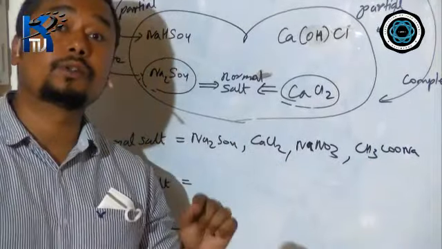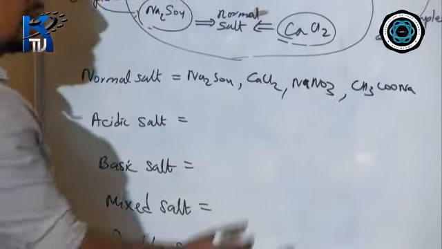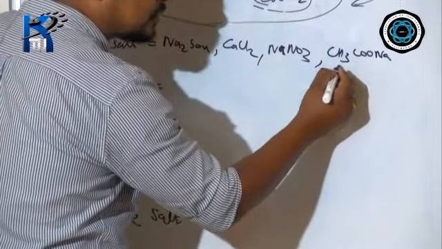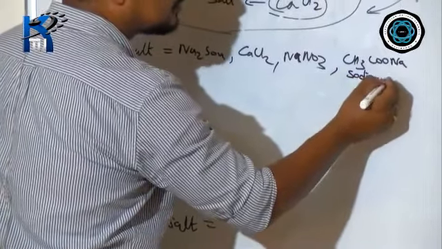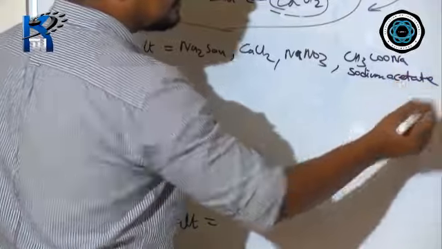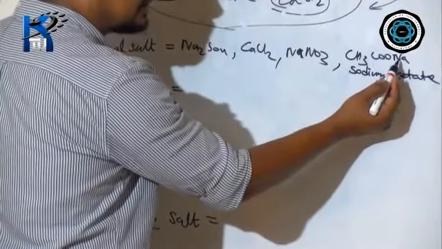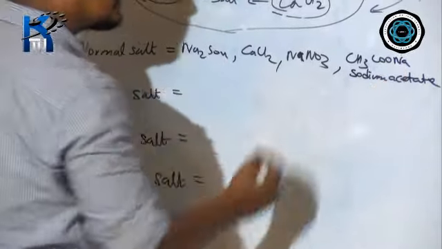Name a normal salt which contains hydrogen. So you can give the answer as sodium acetate. Or you can replace this Na with potassium, so that time the answer will be potassium acetate.